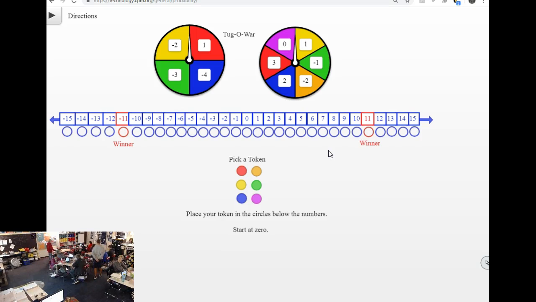So on your paper, we should have a number line from negative 15 to positive 15. And if you want to use one of these templates, this actually has your number line going from negative 14 to positive 14. So these are your best friend, but please don't take them out of my room. You guys want one?